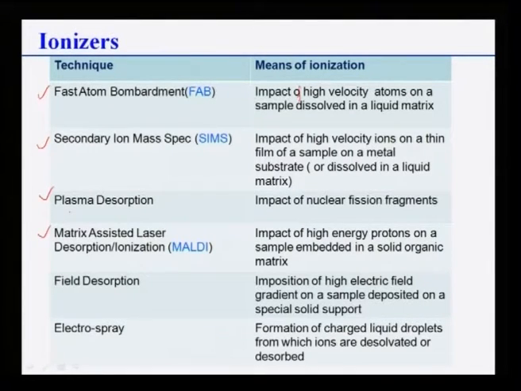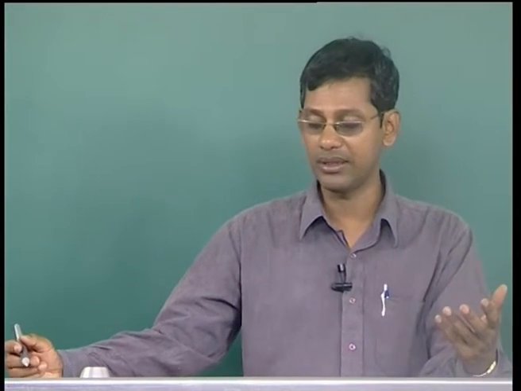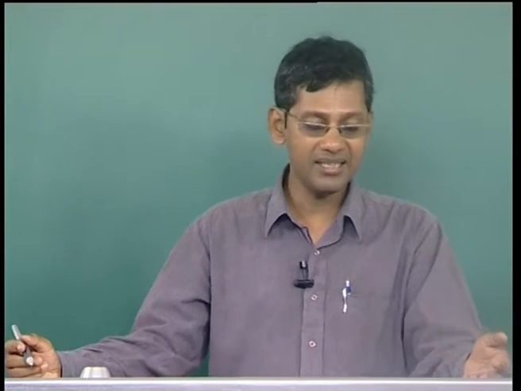So it does create ions by impact of high energy photons on a sample embedded in a solid organic matrix. A photon is nothing but h nu, and a laser has a lot of photons or quanta, and this is allowed to fall at a high velocity on a sample which is embedded in a solid organic matrix, and that is how you can ionize the sample.